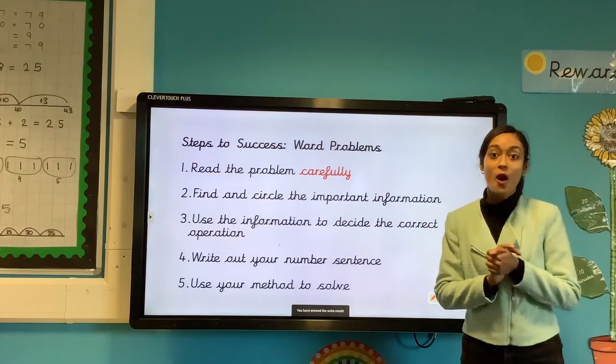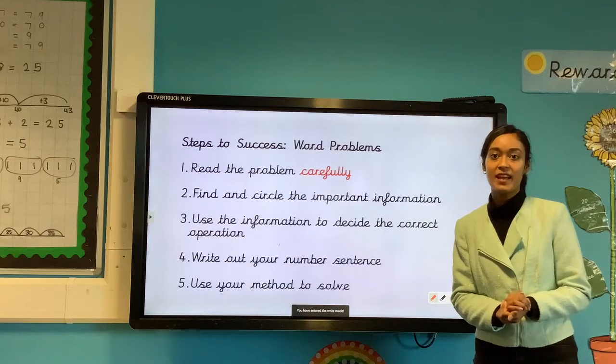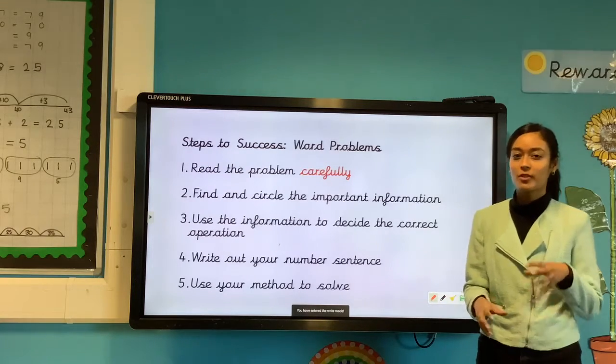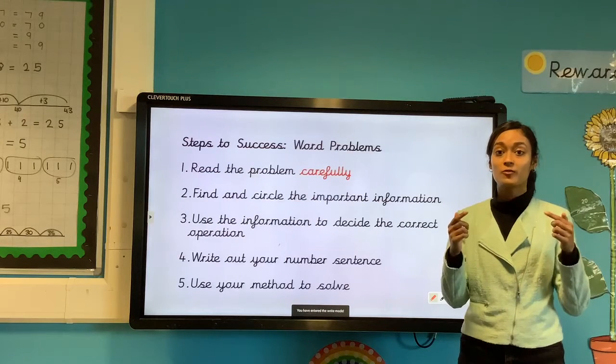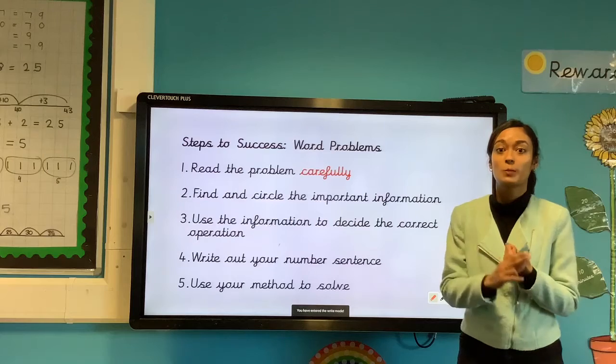I just want to say what a fantastic job you did with your addition and subtraction word problems yesterday. In today's maths lesson, we're going to do something a little bit similar. We're still going to be finding our hidden number sentences, but this time we're going to be looking at multiplication and division.